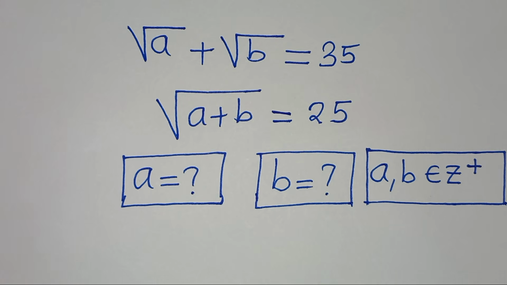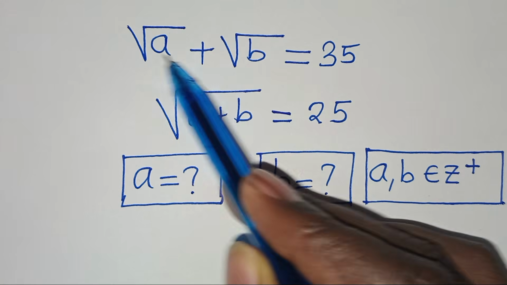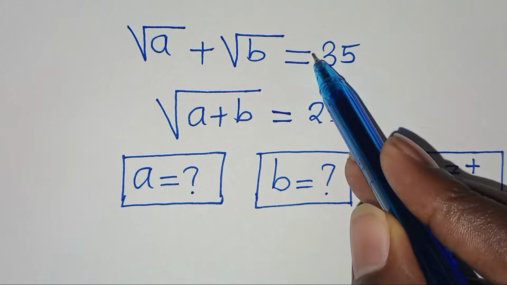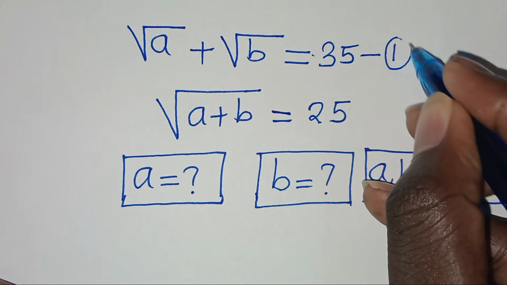Hello everyone, you're welcome to this nice square root algebra problem, which is the square root of a plus the square root of b. This is equal to 35. Let's call this equation 1.